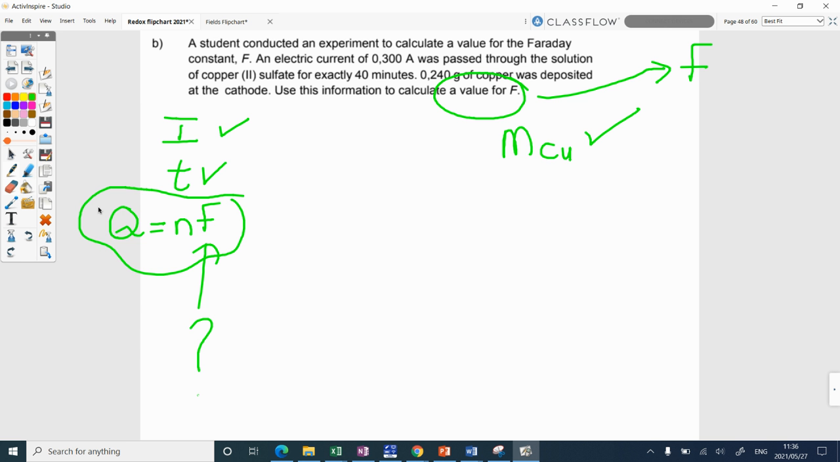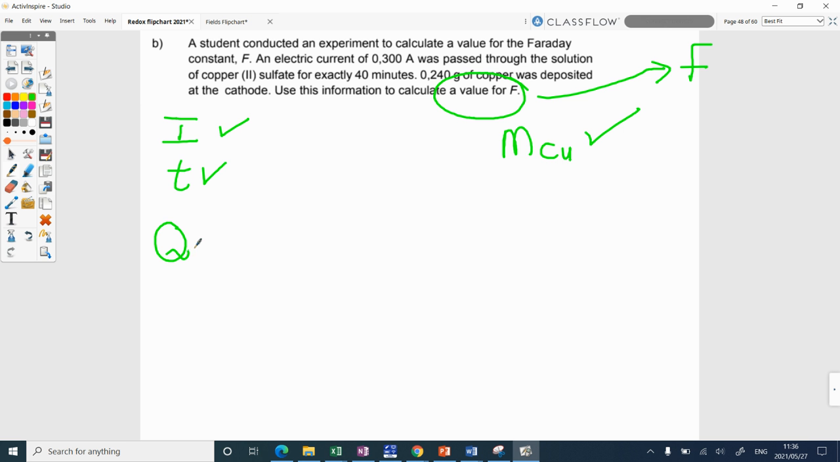All right. So where do you think I'm going to start? We can do that. Let's do that. You might, and then we might get stuck at some point. So we're going to say Q equals IT.